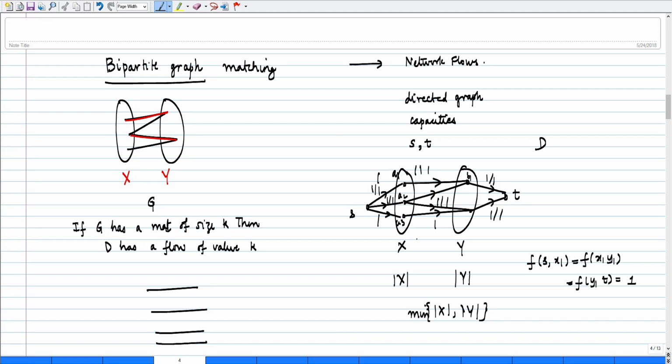It says that if you give me any matching of a particular value, I will construct a flow of the same value. Therefore, the max flow in D has value greater than or equal to the max matching in G.